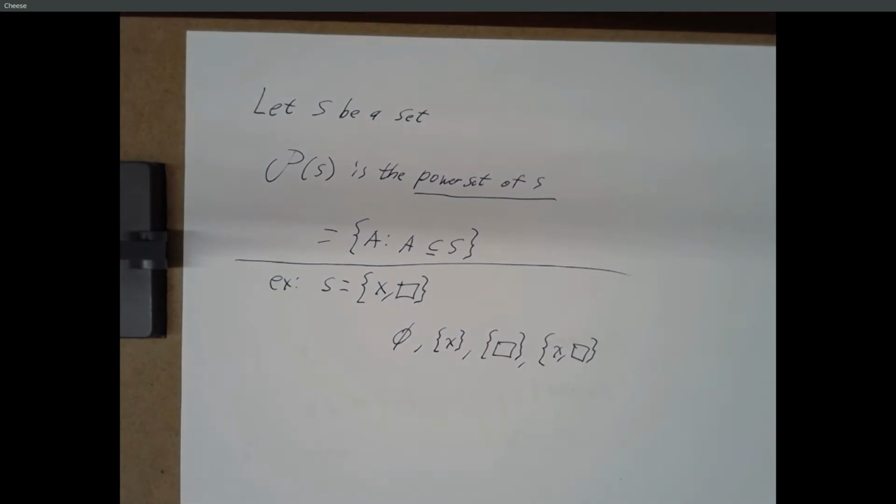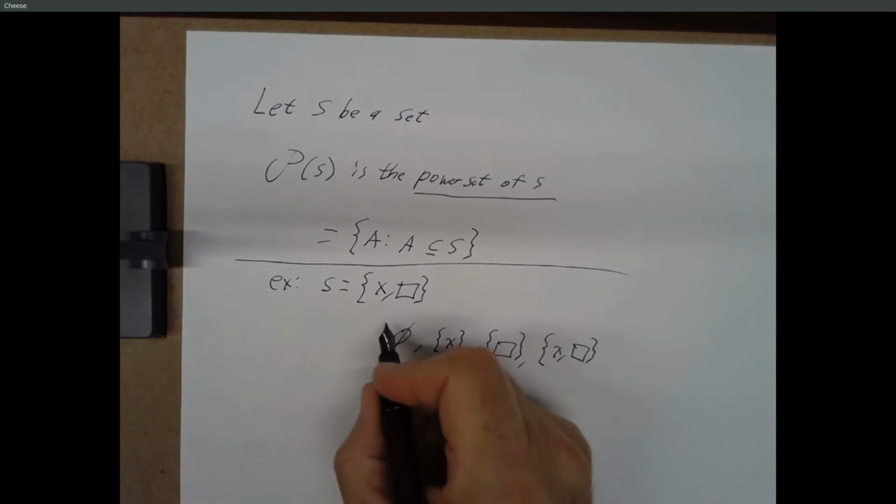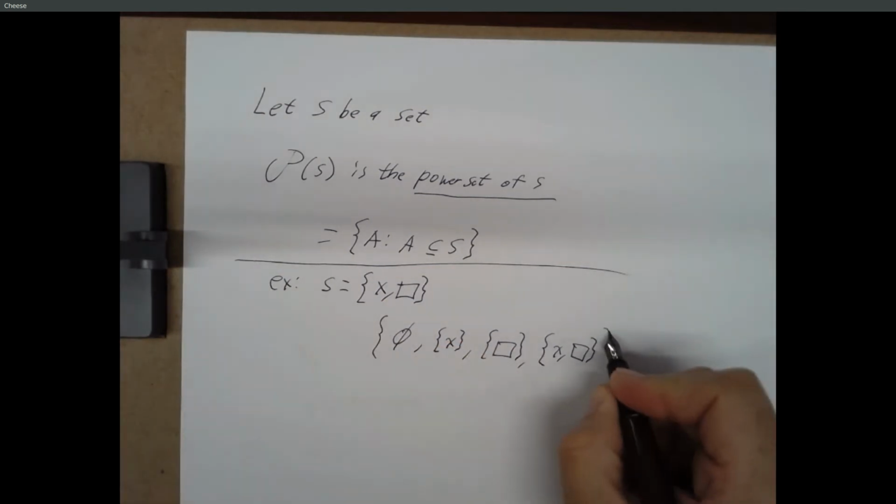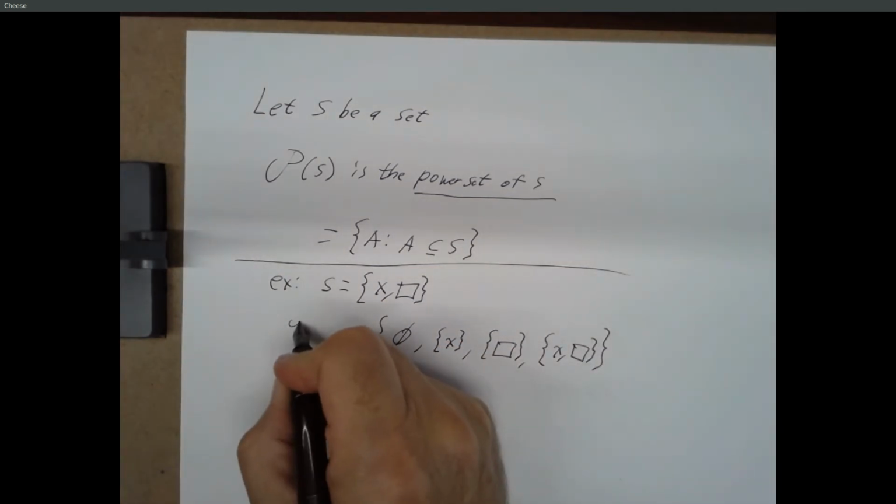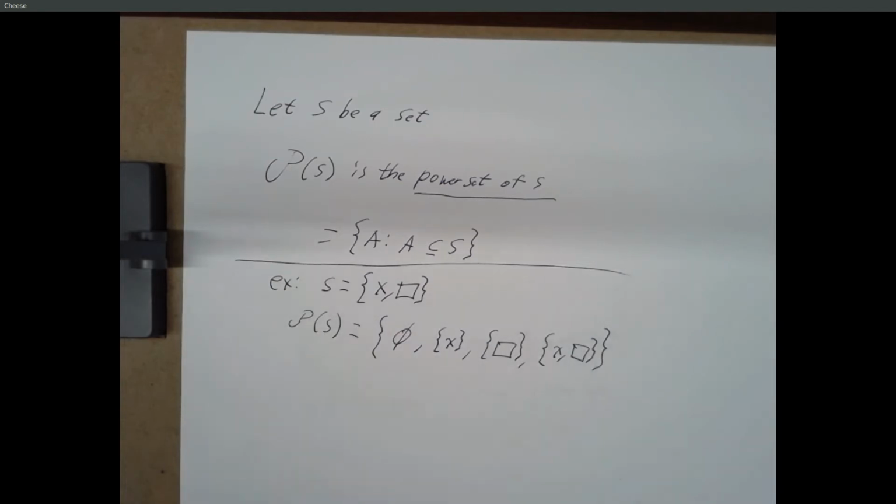Any other subsets? So this collection of four things, we can turn that into a set. That's the power set of S. And it's a set containing four elements. And those four elements happen to be sets themselves, but that's okay. We've pretty much said sets can just be collections of whatever, just things. So that's what the power set looks like.